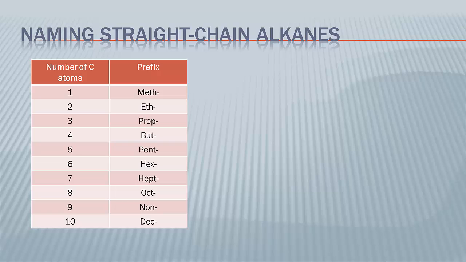Now we're going to move on to how we name straight-chain alkanes. You'll see a table like this in your notes and in many other revision study guides for organic chemistry. The names of alkanes are based on the number of carbon atoms that are in the chain. 1 carbon meth, 2 carbons eth, 3 prop, 4 but, and so on.